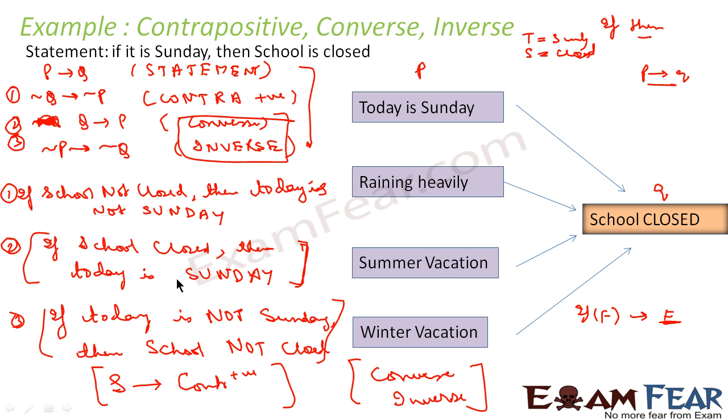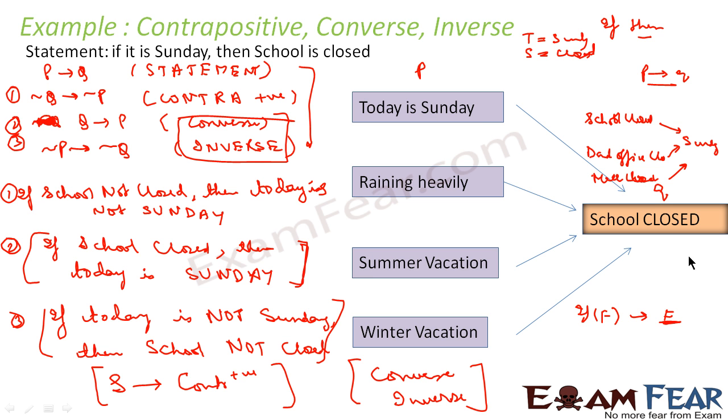Converse and inverse, they are the same actually. So suppose we take this scenario. If you say school closed implies today is Sunday, this is not the scenario; it will be a different scenario. School closed implies Sunday, right? Or there can be other conditions for Sunday also. For example, dad's office closed, it is Sunday, right? Or nearby mall closed, it is a Sunday.